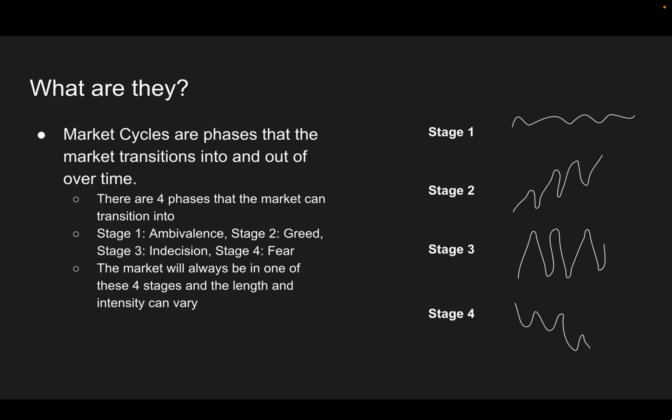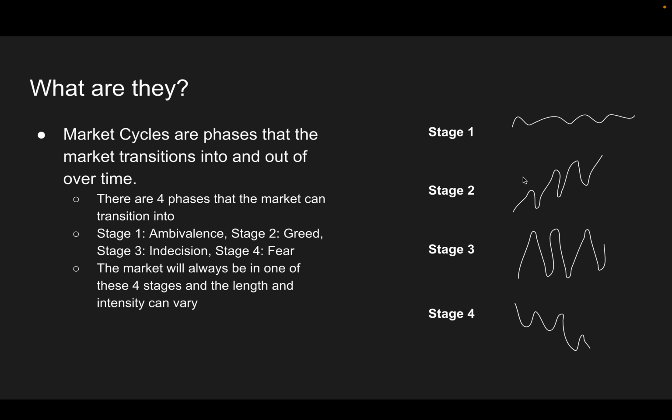So here you can see Stage 1. These are scribbles because I want to illustrate that the market has imperfections, so these are generally what the trends look like. Now, Stage 1 ambivalence. Buyers and sellers, you could see, are relatively ambivalent to whether they want to push the price of the market up or down. Buyers would push it up, sellers push it down.